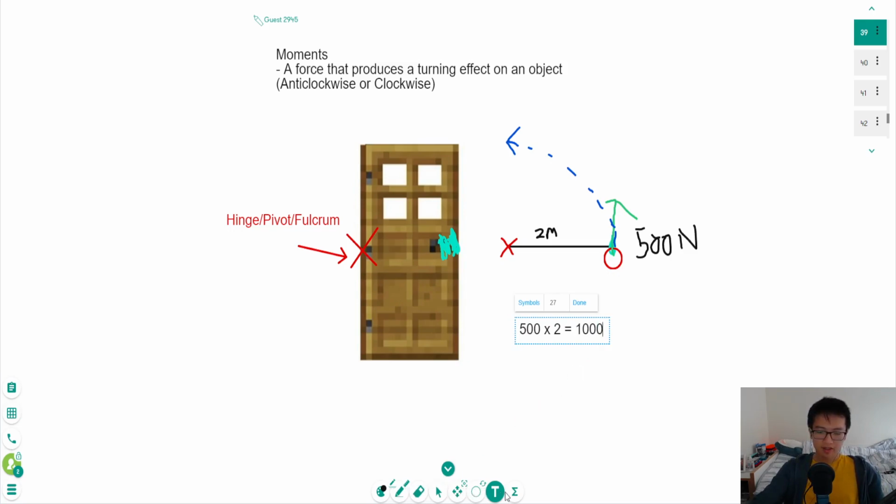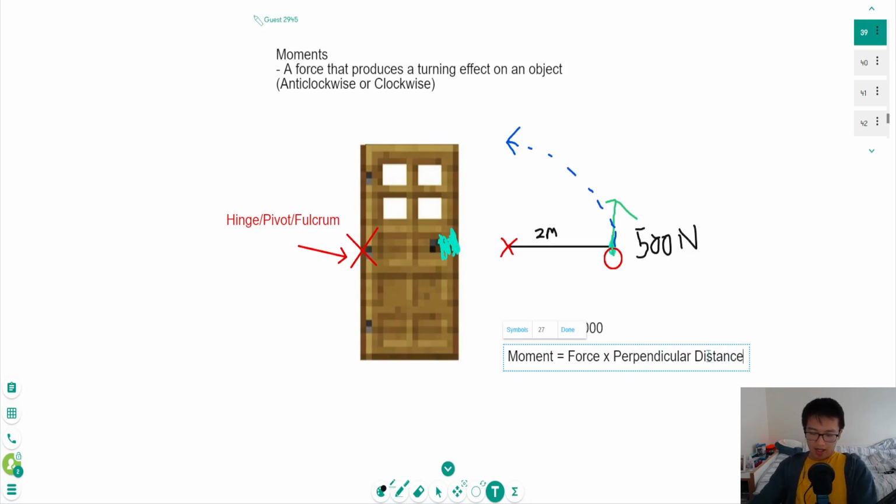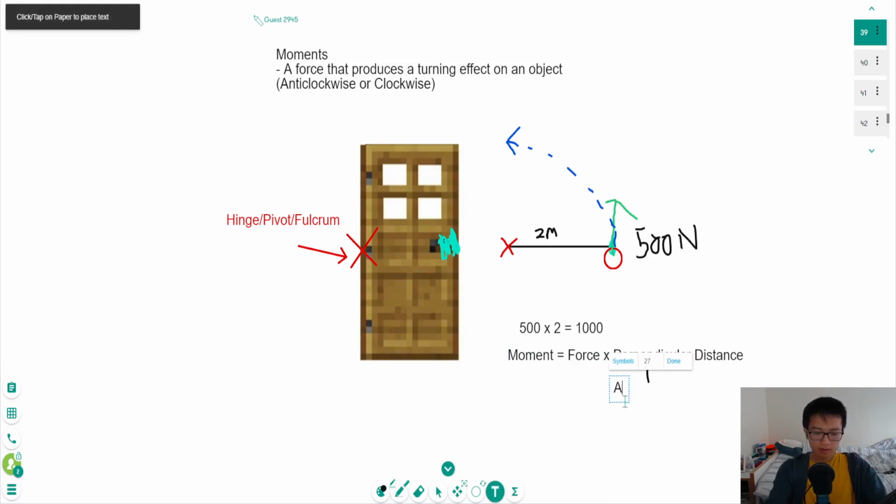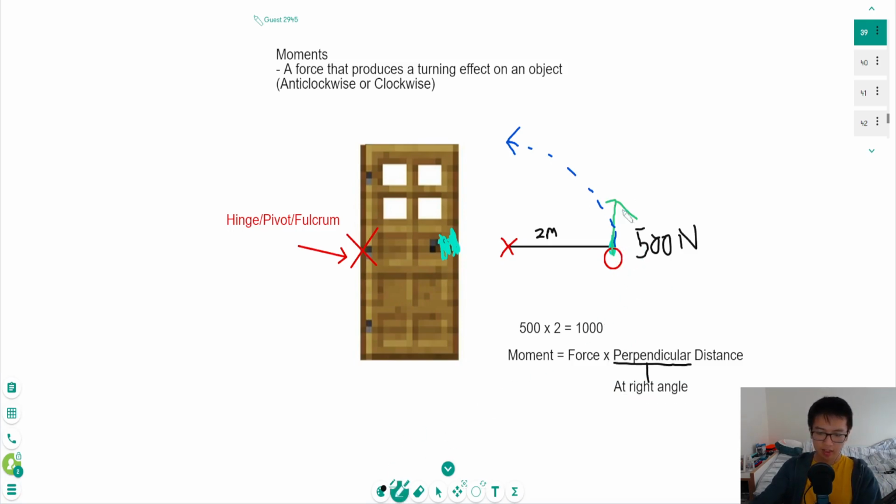And from this we can say that the moment of a force is equal to the force multiplied by the perpendicular distance. In case you're not familiar, perpendicular means at a right angle. So this force that's going upwards is at a right angle to the pivot, or the hinge of the door. So this is essentially 90 degrees.